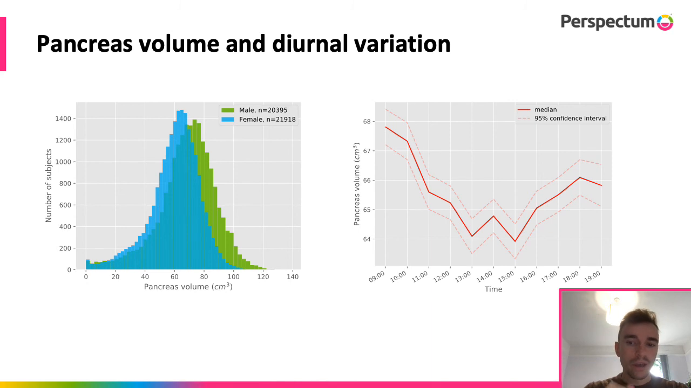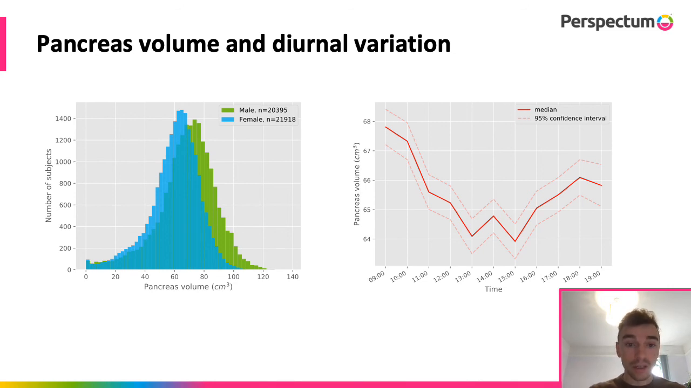And what do I mean by this? So diurnal variation refers to how the pancreas changes in size throughout the course of the day. So you can either measure a single individual at multiple time points throughout the day and see if that individual's pancreas stays the same size throughout the day, or you can scan thousands of individuals at just a single time point throughout the day and look at the average volume for each distribution. So we've rounded the time at which a subject was scanned to the nearest hour and then plotted, you can see, the median pancreas volume throughout the course of the day.